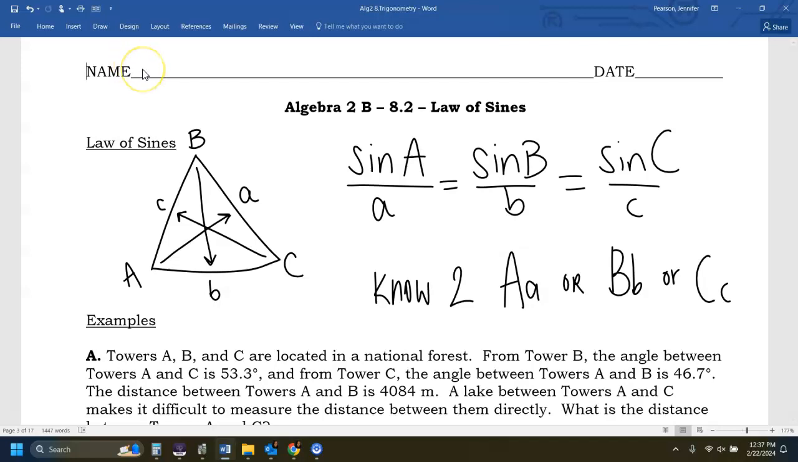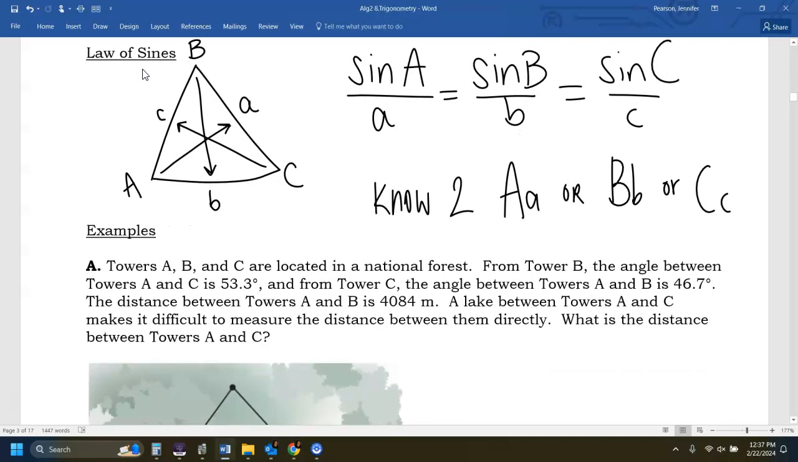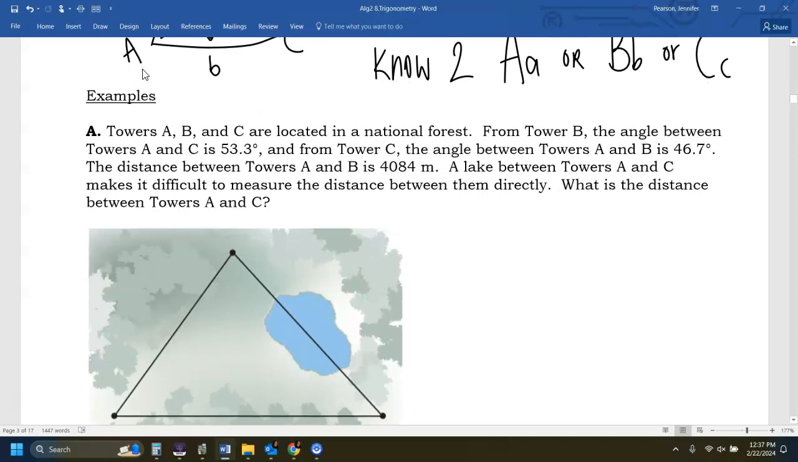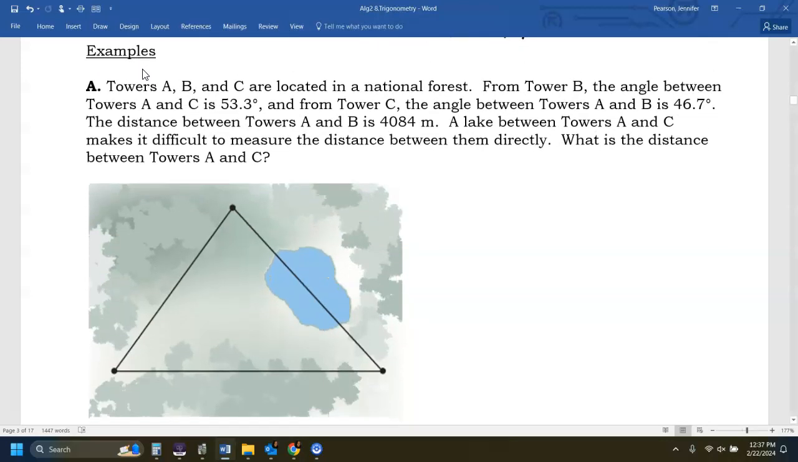So let's try our first example then. Example A reads, towers A, B, and C are located in a national forest. From tower B, the angle between towers A and C is 53.3 degrees. From tower C, the angle between towers A and B is 46.7 degrees. The distance between towers A and B is 4,084 meters. A lake between towers A and C makes it difficult to measure the distance between them directly. What is the distance between those towers?